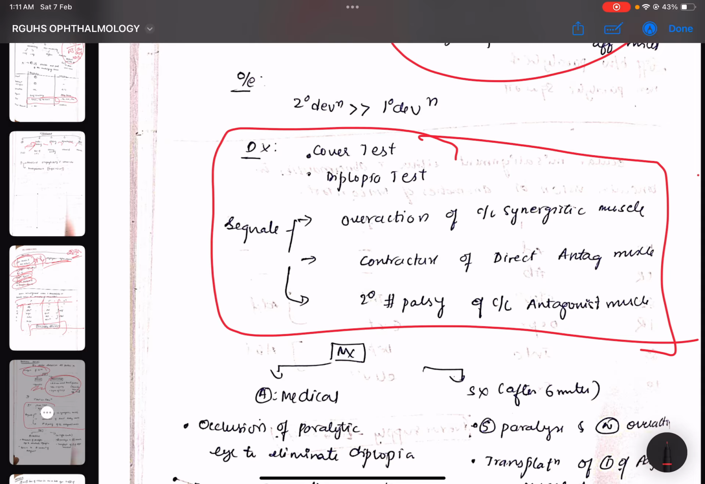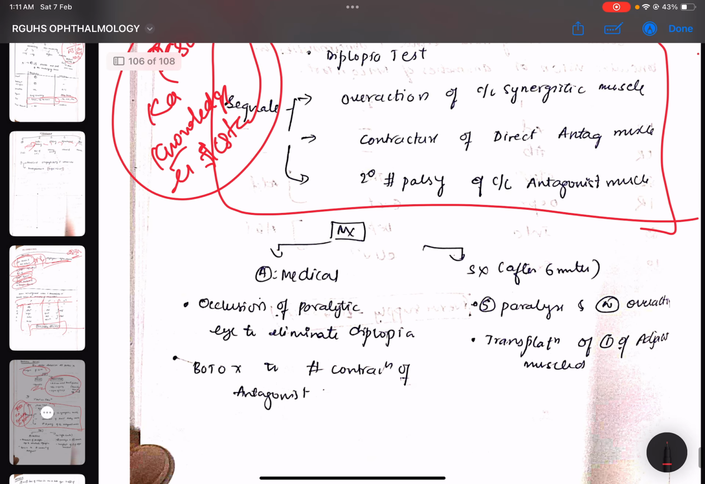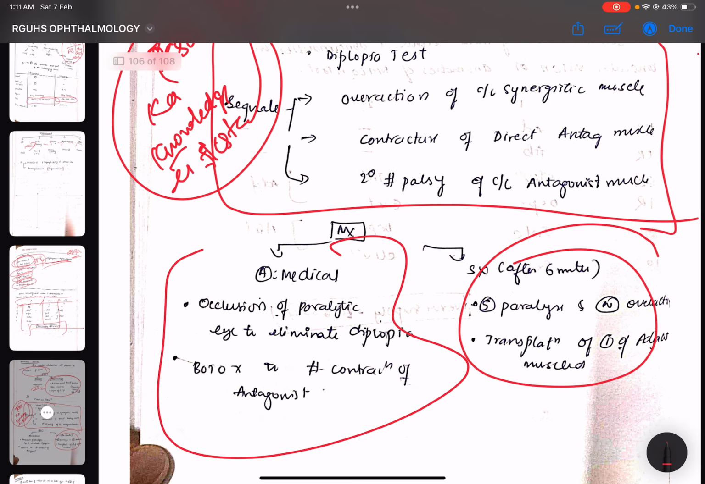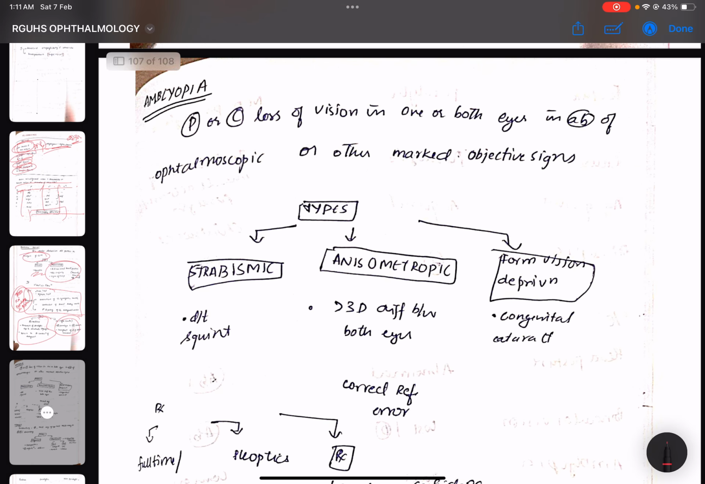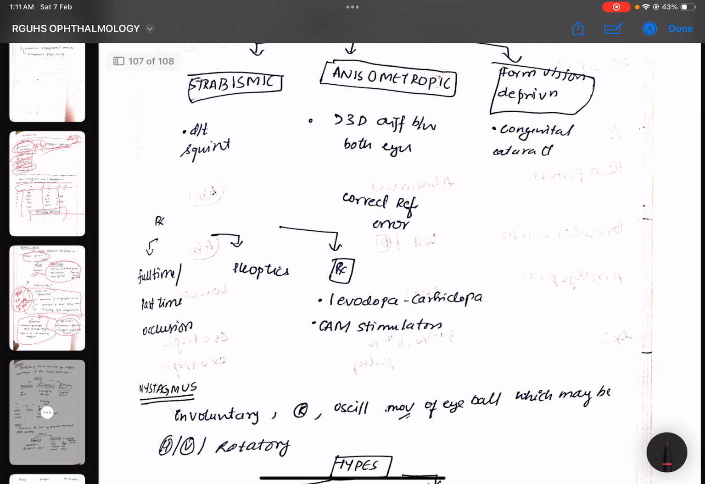Okay, here again, knowledge is something being tested. Please make sure you know this. These are the ways you treat it. In amblyopia, that is loss of vision. Again, the major thing you need to know is how to prevent it.